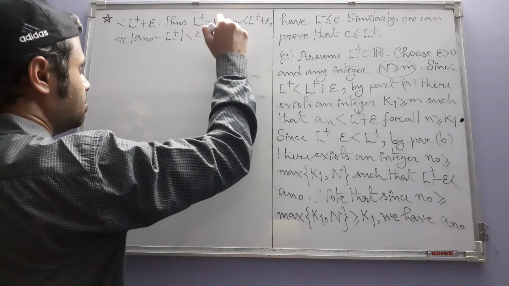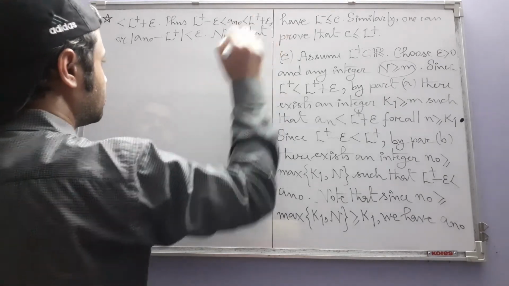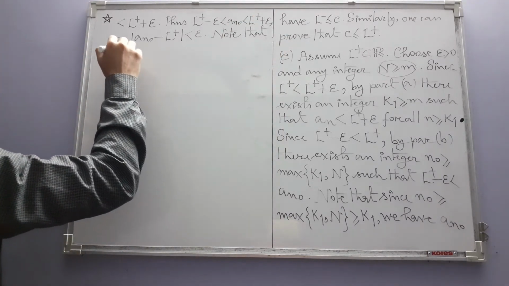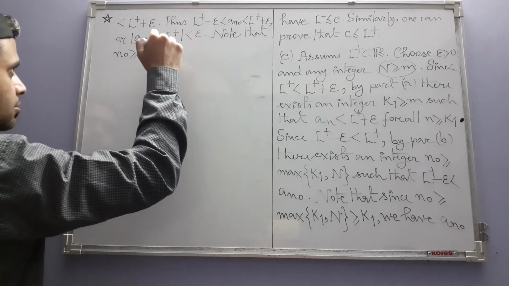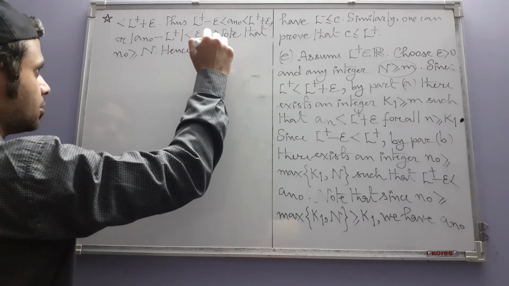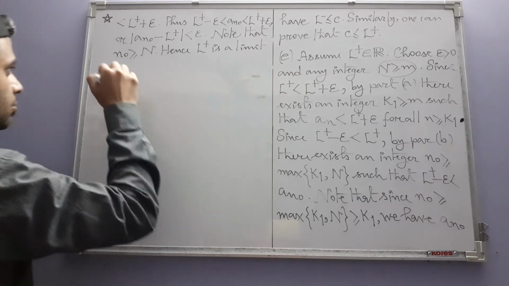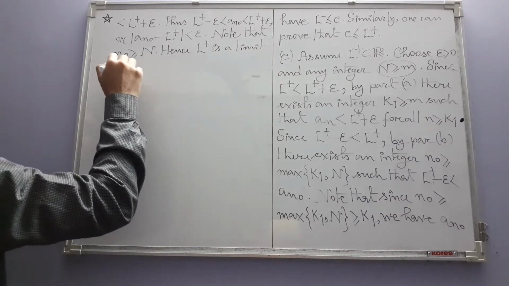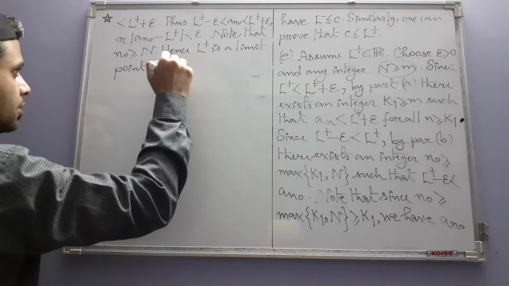Note that, so we mention that extra fact, n naught is also greater than or equal to n. Hence, this is a limit point of our sequence.